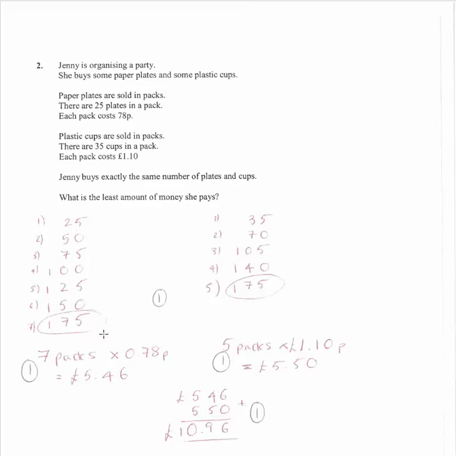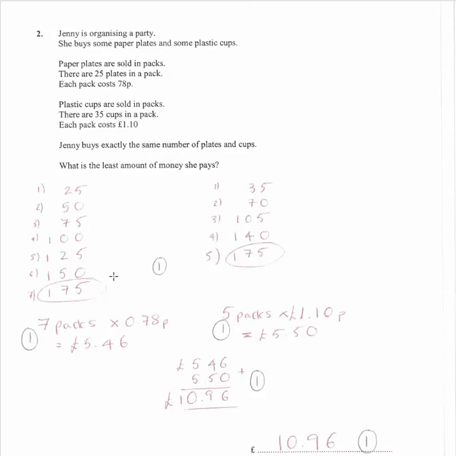It's 175, and from this list you can see that 175 is 7 lots of 25, so that's 7 packs at 78 pence each. That costs that. And 175 is 5 lots of 35, so that's 5 packs at £1.10. There you go. Add it together and you get that.